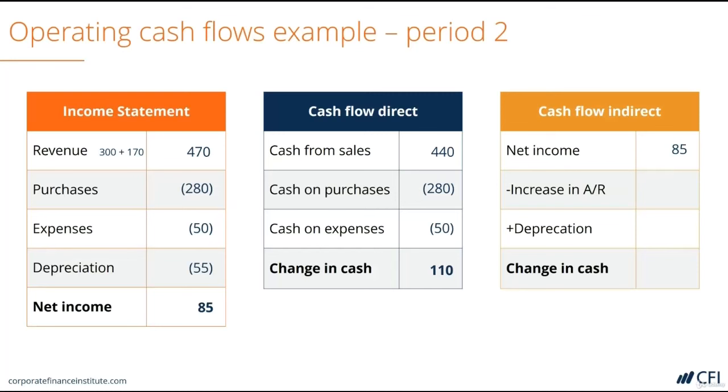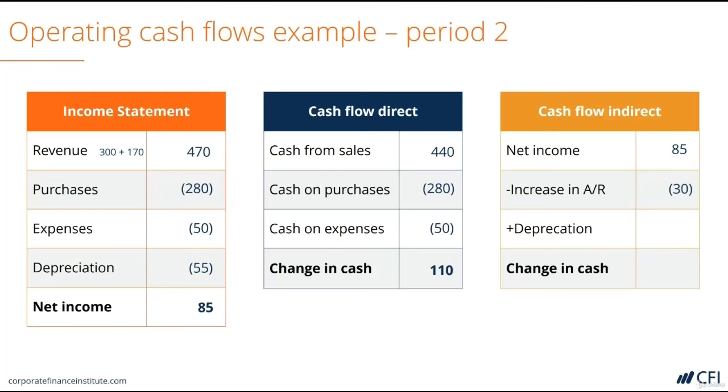At the beginning of the period, there were no accounts receivable outstanding. The end of period 1 had no accounts receivables, so that means the beginning of period 2 has no accounts receivable. Since 30 of revenue was not collected from customers, as you can see by comparing revenue on the income statement, 470, to cash from sales on the direct cash flow statement of 440. So that increase in accounts receivable is actually a reduction of cash on the cash flow statement.